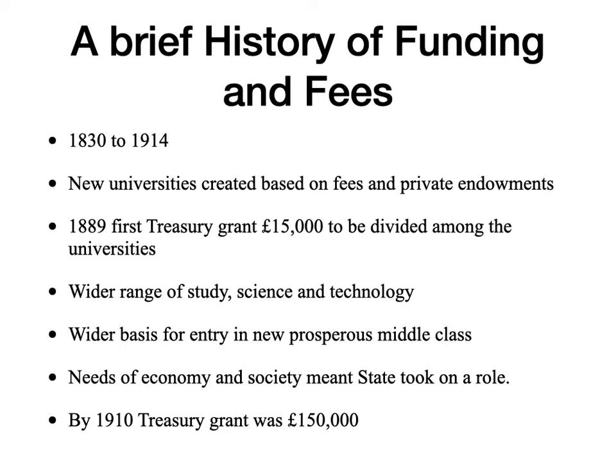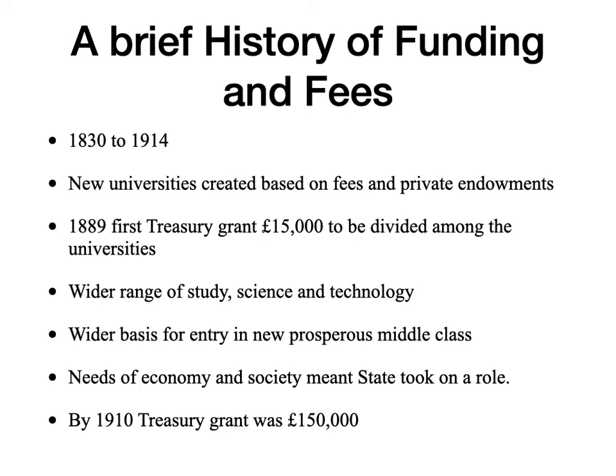The needs of the economy and society meant that for the first time in the 1889 grant, the government, the state, was beginning to see a purpose for itself, limited though the state was of the day, in promoting university education as an essential underpinning for a more modern economy, as we would see it, and to support the ambitions of the middle class, whose political support the governments were looking for.